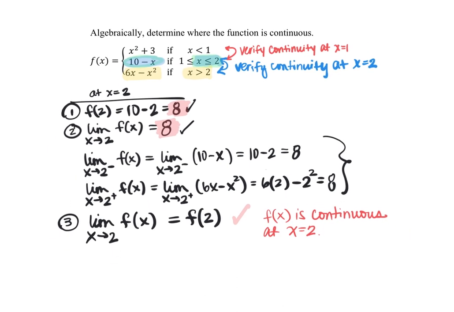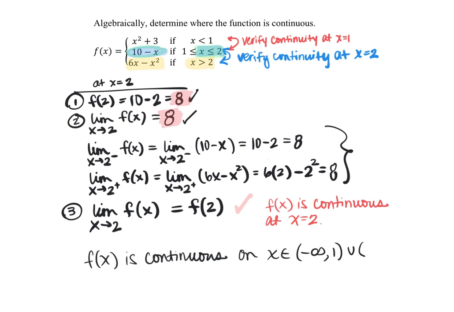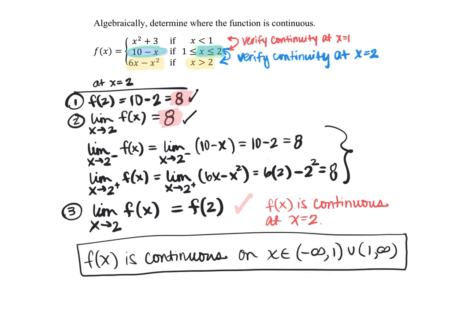So to put everything together that we've done so far, it says determine where the function is continuous. We found in the first part that the function was not continuous at 1, and now in the second part we see that the function is continuous at 2. So ultimately that tells us that f of x is going to be continuous at all real numbers except for 1. So in other words, it's going to be continuous on the x interval from negative infinity to 1, union 1 to infinity. 1 was the only value we found where the function was not continuous.